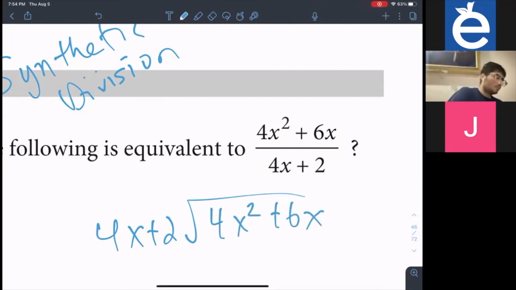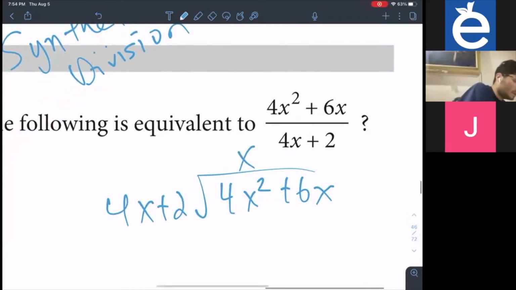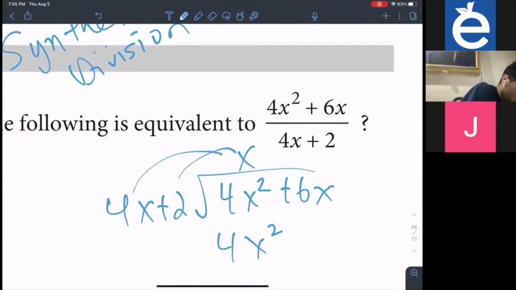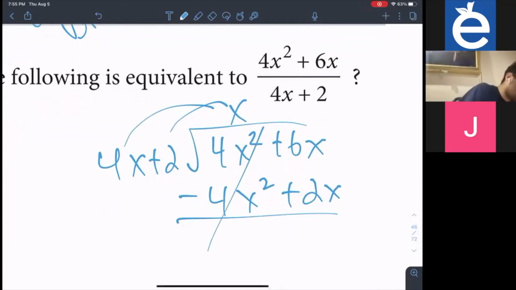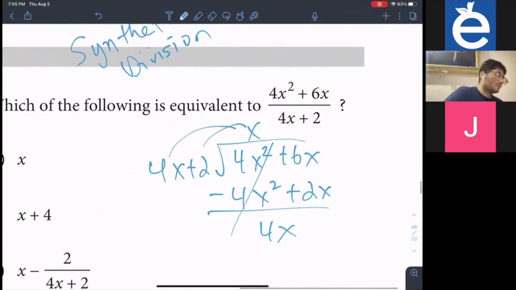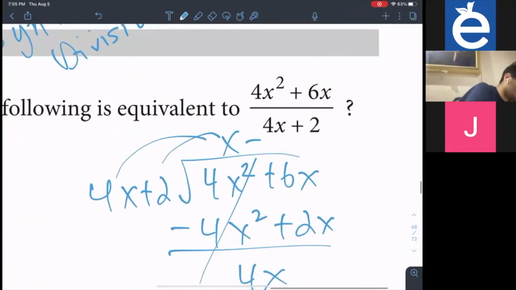So what would we use to get 4x squared? We would multiply by x, because then you distribute and get 4x squared plus 2x. And then negate everything, so 4x squared minus 4x squared is 0, and then 6x minus 2x is 4x. Now, what number would we use to get 4x? We would use plus 1.